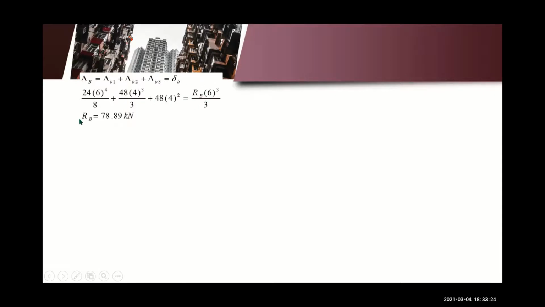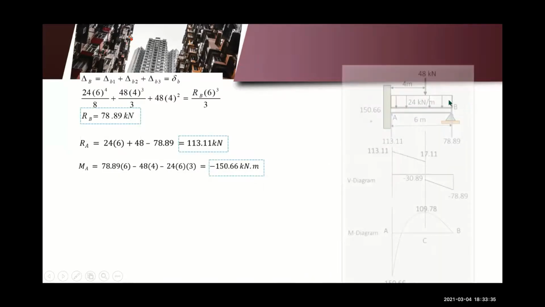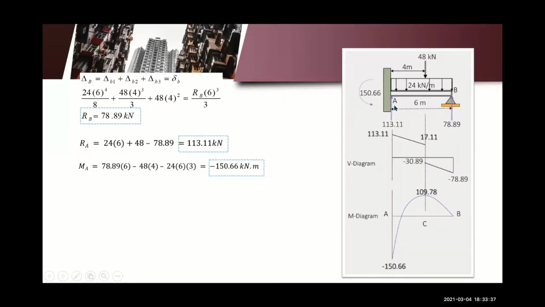So, now we have here RB is equal to 78.89 kilonewton. Now, if meron na kayong RB, madali na lang pag-compute ng RA and MA. Of course, we don't have horizontal reaction here since we don't have your horizontal load. So, ang i-compute nyo na lang is RA and MA. Again, this is just computation of reaction, so I will no longer discuss this. You should be able to compute this.